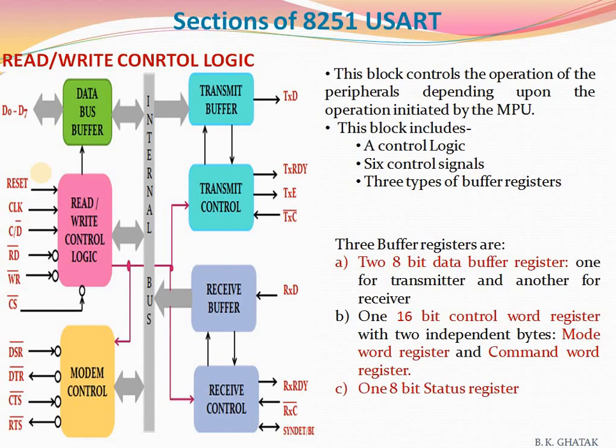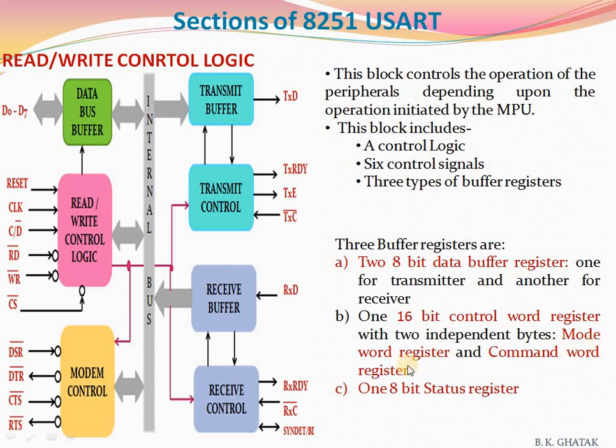This block controls the operation of the peripherals depending upon the operation initiated by the MPU. That means an 8085 microprocessor which is attached with 8251 USART. So this block includes 3 internal blocks. One is known as a control block, 6 control signals, and 3 types of buffer register. The buffer registers are 2 8-bit buffers, one for transmitter and another for receiver, and one 16-bit control word. In between this 16-bit control word there are 2 independent bytes. One is known as mode control register and the next one is command word register.